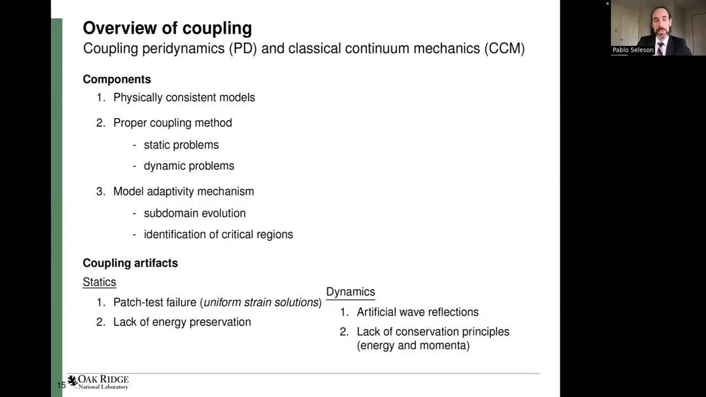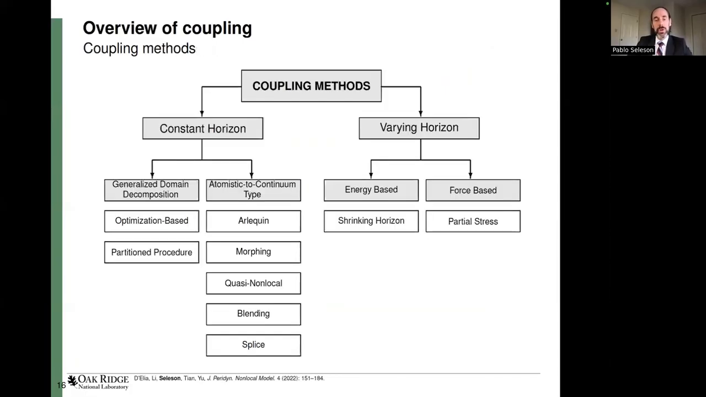peridynamics representations are required. There are other coupling artifacts that are well known, such as the patch test failure, which is the inability of the coupled model to pass a uniform strain solution problem, and also a lack of energy preservation. On the dynamic side, we also need to deal with artificial wave reflections as well as lack of conservation principles. However, we are going to discuss a coupling artifact that has been overlooked in the literature, and that we only recently identified, which is called the lack of force equilibrium, and I'm going to give some of the analysis that deals with it. But before doing that, here is an overview of coupling methods.